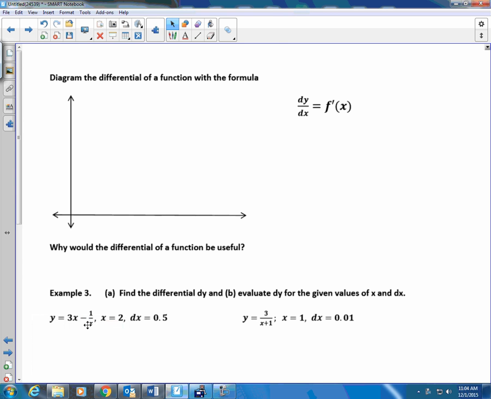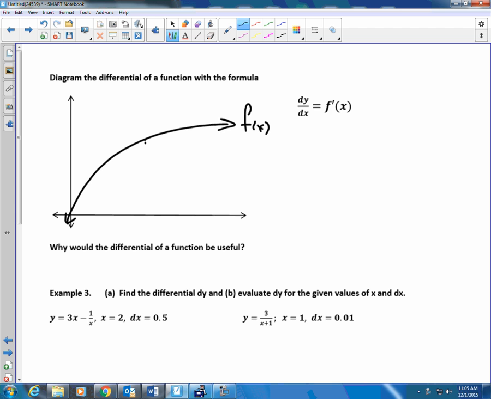Okay, so we are going to look at differentials today. Try to keep up. We have f of x, and this spot right here we will call a value of x. I'm going to draw the linearization. Draw that in red.